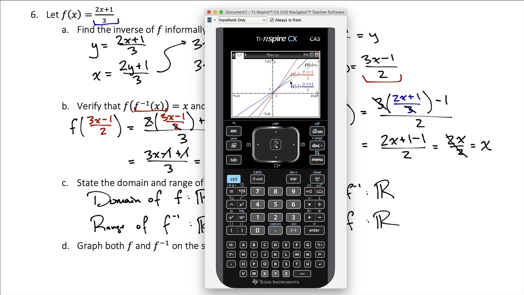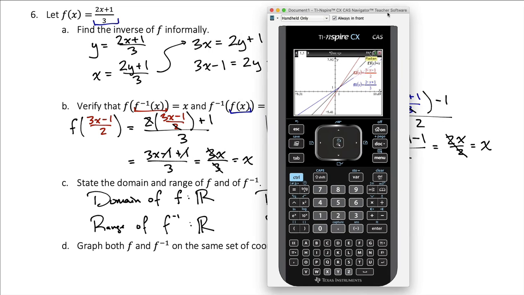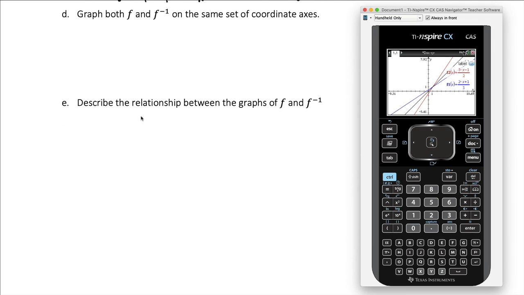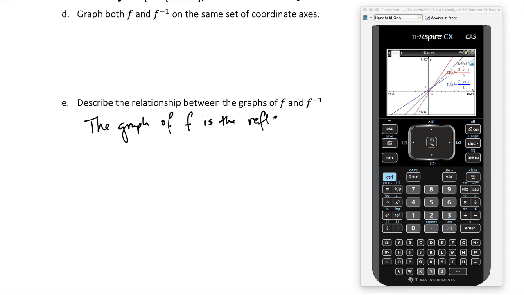Okay, we see that the red and the blue are the reflections of each other across the line y equals x. So we've got those graphs, and that's the relationship we're looking for. Describe the relationship between the graphs of f and f inverse. So we say the graph of f is the reflection of the graph of f inverse over the line y equals x. And that's the relationship that's important to know.